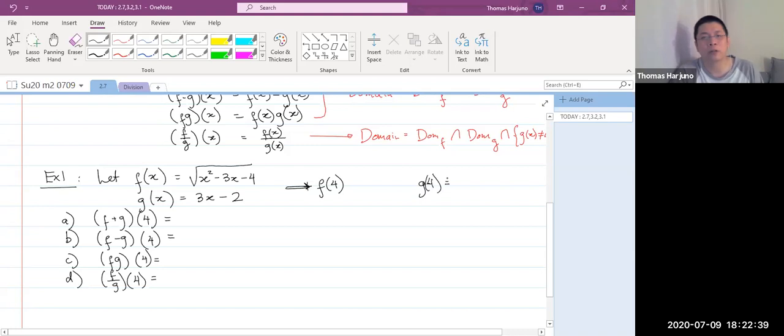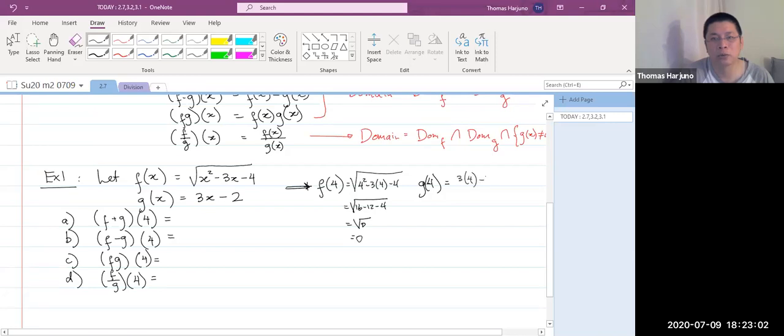Okay, so let's compute that first. f(4) is the square root of 4 squared minus 3 times 4 minus 4. That's the square root of 16 minus 12 minus 4. That's the square root of 0, which is 0. While g(4) is 3 times 4 minus 2. That equals 10.